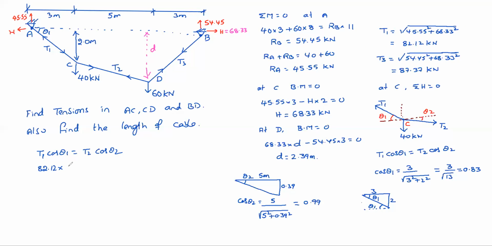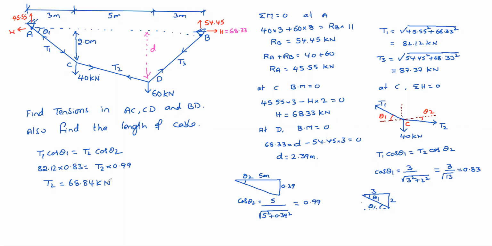Cos theta 1 is 0.83. T2 cos theta 2 is 0.99. So T2 equal to how much? 68.84 kilonewtons. So we got all tensions T1, T2, T3 and length of the cable.